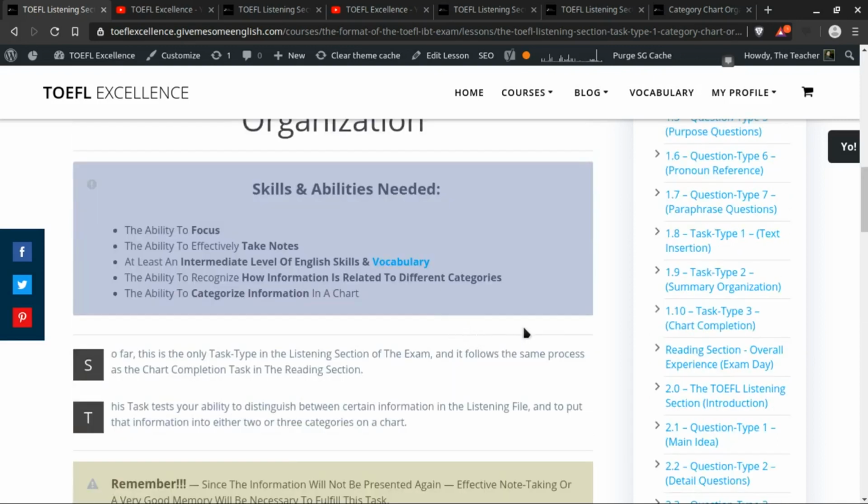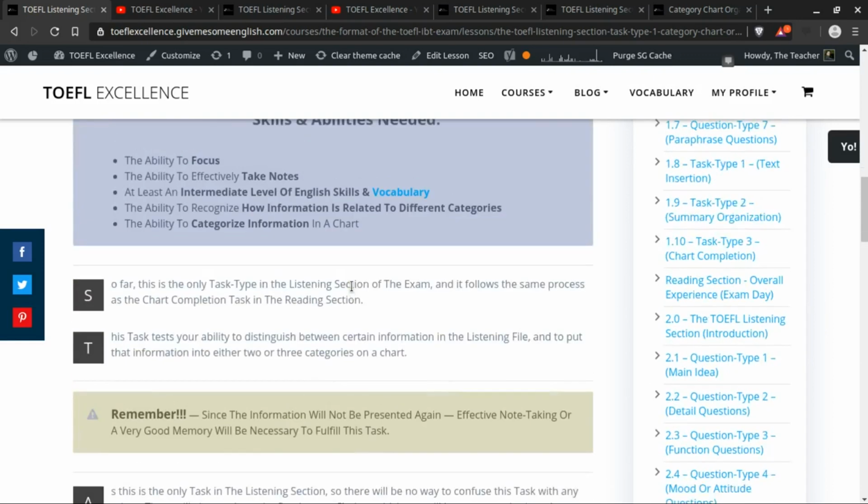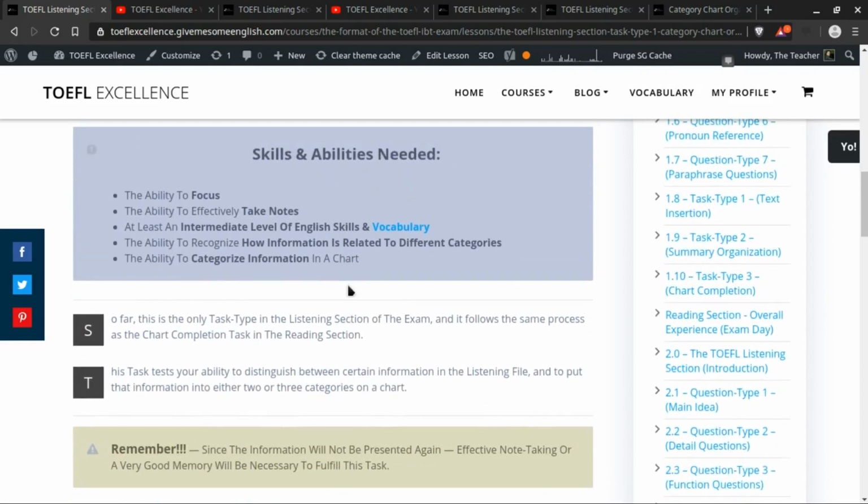So as far as the skills needed, you obviously need to be able to focus, just like with the entire exam. You have to have the ability to effectively take notes, and I have made links to a note-taking course that you can take, which is not in the TOEFL Excellence System, but it's one that I think is a very good course, and you can use that to build your skills for note-taking. As always, you have to have the intermediate level of English and vocabulary skills, at least intermediate. That's necessary for the entire exam.